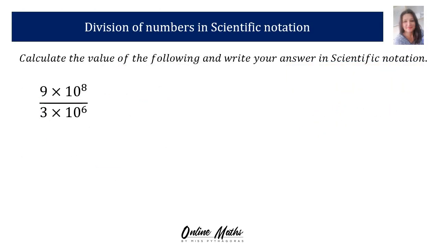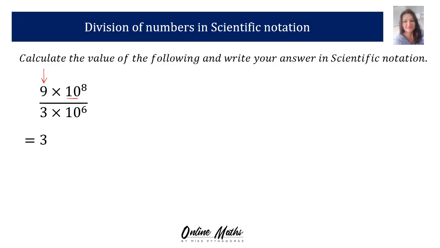Let's look at the division of numbers in scientific notation. The question: calculate the value of the following and write your answer in scientific notation. Now we will work with the numbers individually and then with the exponents. You will say 9 divided by 3 is 3.